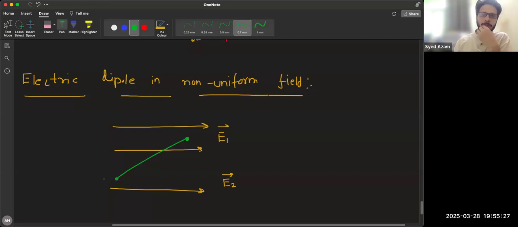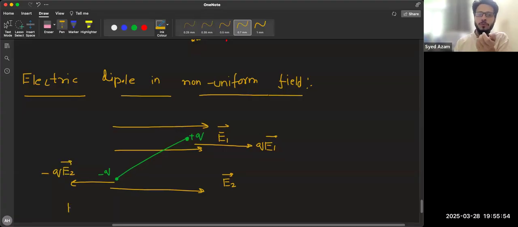This is the dipole. This is minus Q, and this is plus Q. Now, since at both the points the magnitude of field is different, you can see that force will never cancel out. The positive will experience a force which is QE1. The negative will experience a force which is minus of QE2.